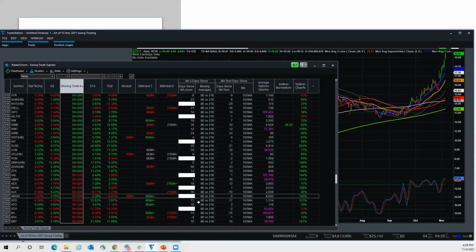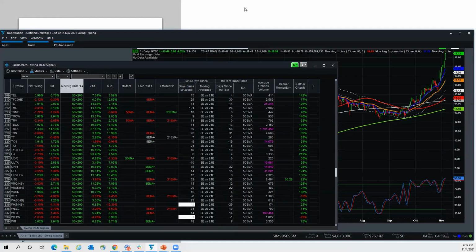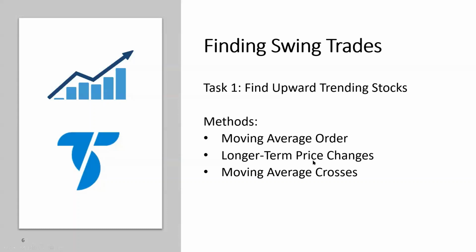And I'm going to show you how to work with this, where you can erase the ones that don't qualify and stuff. So that's the moving average order. Next is longer term price changes, stocks that are up a lot, like 30, 40, 50% in the last 6 months. It's not always going to be a clear trend. Sometimes you're going to have some crazy jump and then it hasn't done anything. But for the most part, that's going to be stocks that have been trending higher.